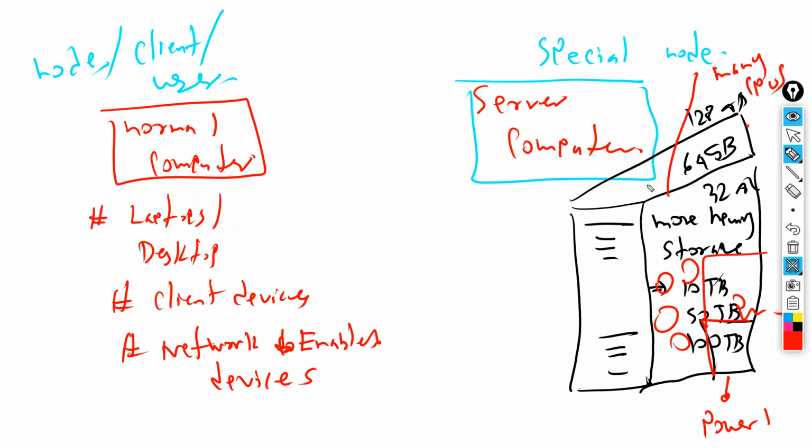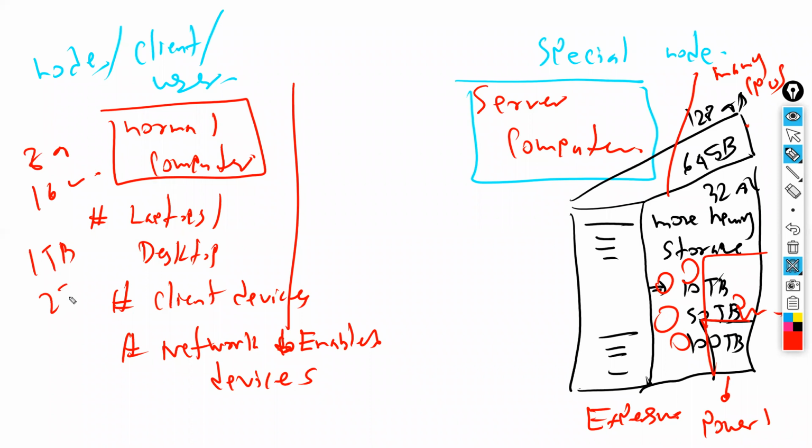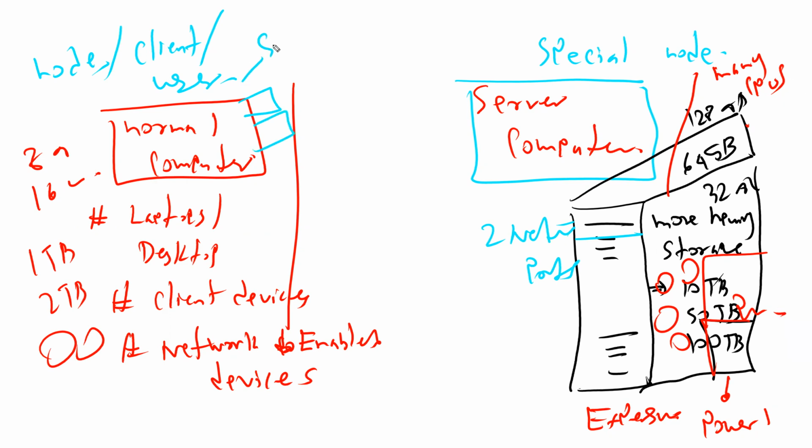This is called the server computer and it is very expensive, not like a local computer. A normal local computer, laptop or desktop, has 8 GB RAM, 16 GB RAM maximum. Then we have 1 terabyte of hard disk, 2 terabytes maximum. We have only one processor, two processors maximum. Here you have a network card. Some server computers definitely have two network ports. A normal computer, desktop or laptop, has only a single network port.